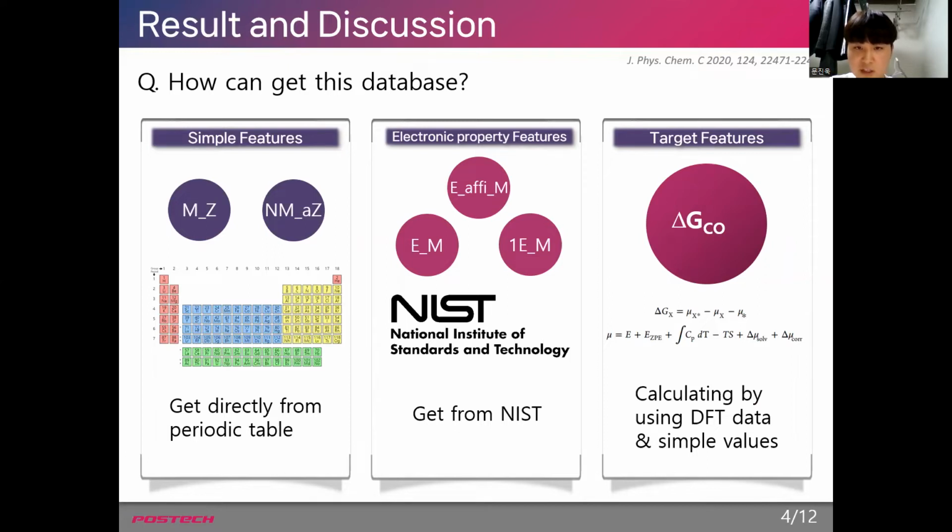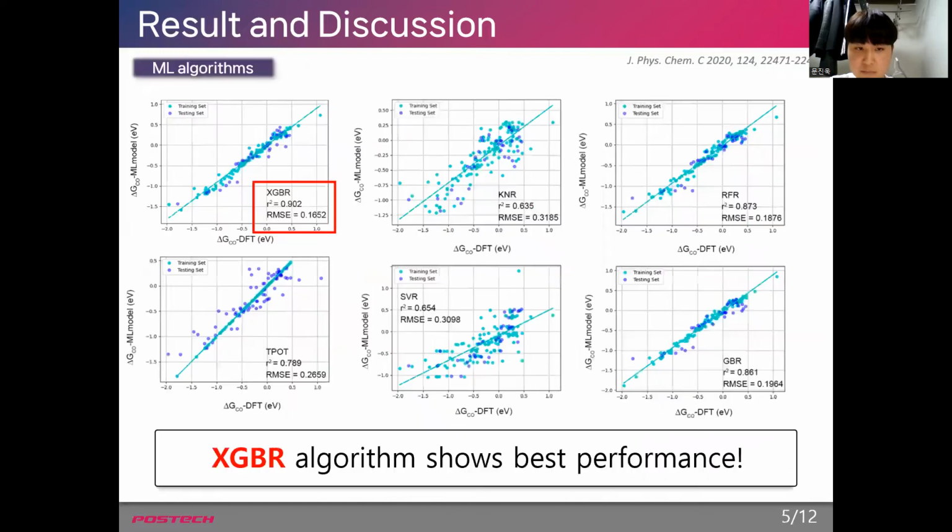Finally, the target feature, delta GCO, can be obtained through two equations, which include the DFT value and data from NIST. Therefore, the final goal is to perform the DFT calculation only for the catalysts to be trained and to make the DFT calculation unnecessary for the remaining candidates by using ML.